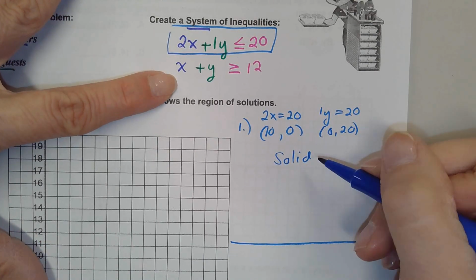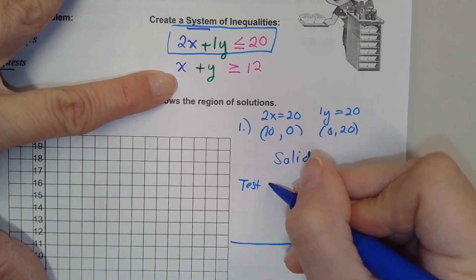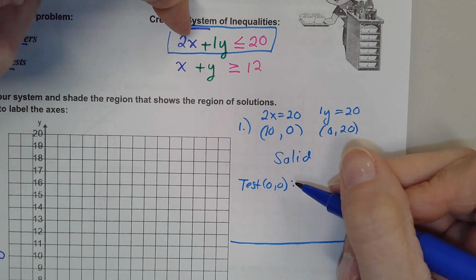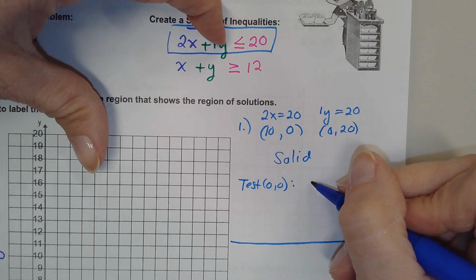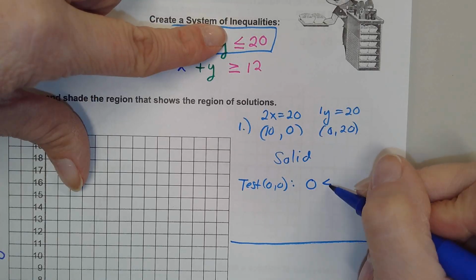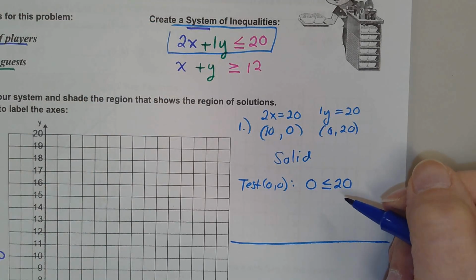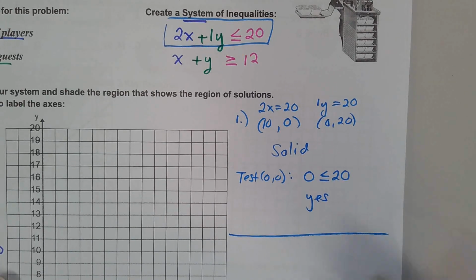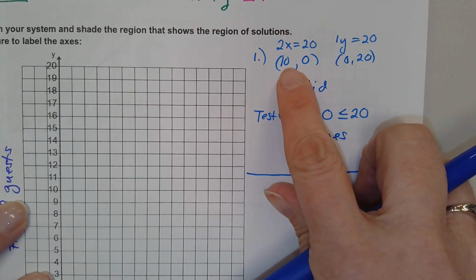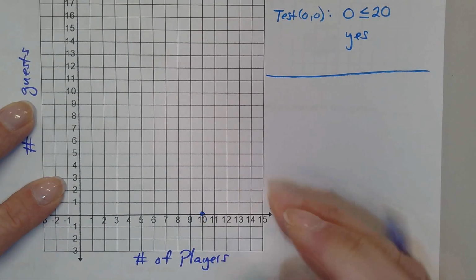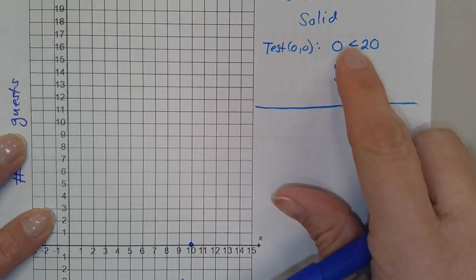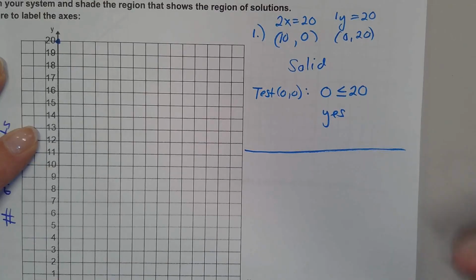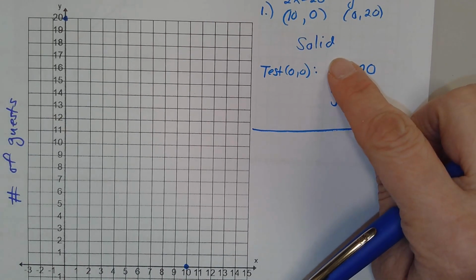And now let's test 0, 0. Here I go. 2 times 0 plus 1 times 0 makes 0. Is that less than 20? Yes, 0 is less than 20. I'm going to go graph this right away. 10 is the x-intercept, and we have 20 for the y-intercept. And we have to graph a solid line.